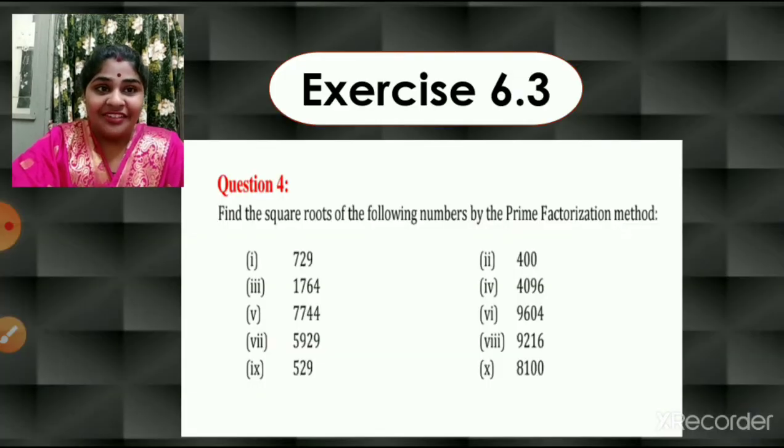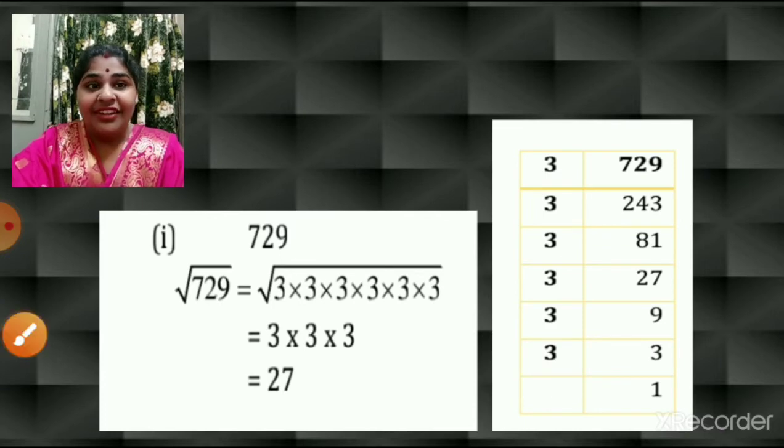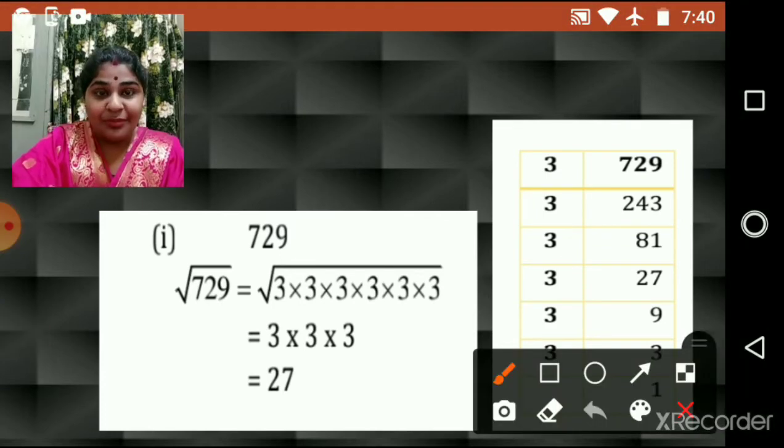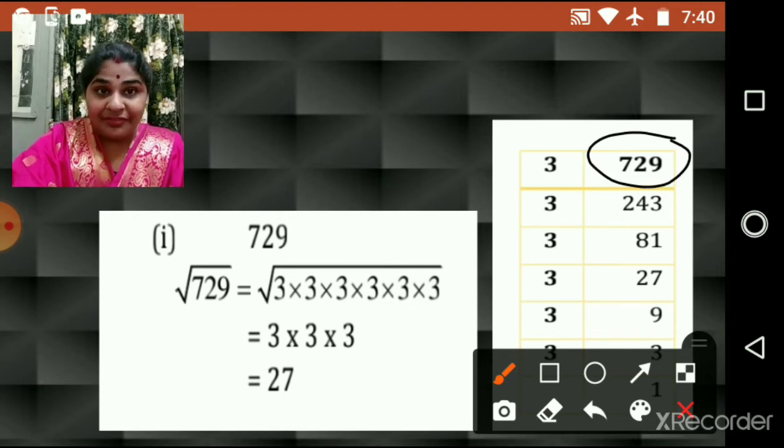So let us start with exercise 6.3, question number 4. So this is the question. Find the square roots of the following numbers by the prime factorization method. In that, the first one is 729. Now the very first step is you are going to divide 729 by its prime factors.